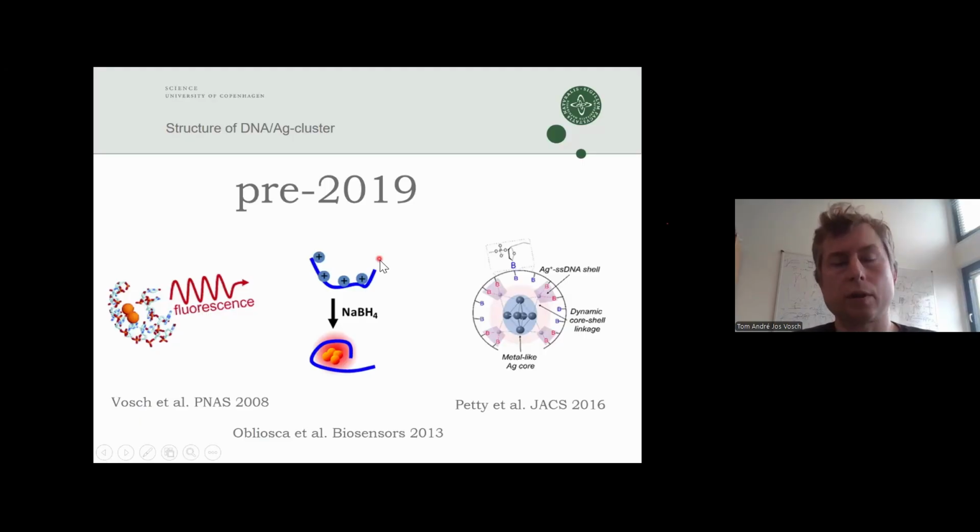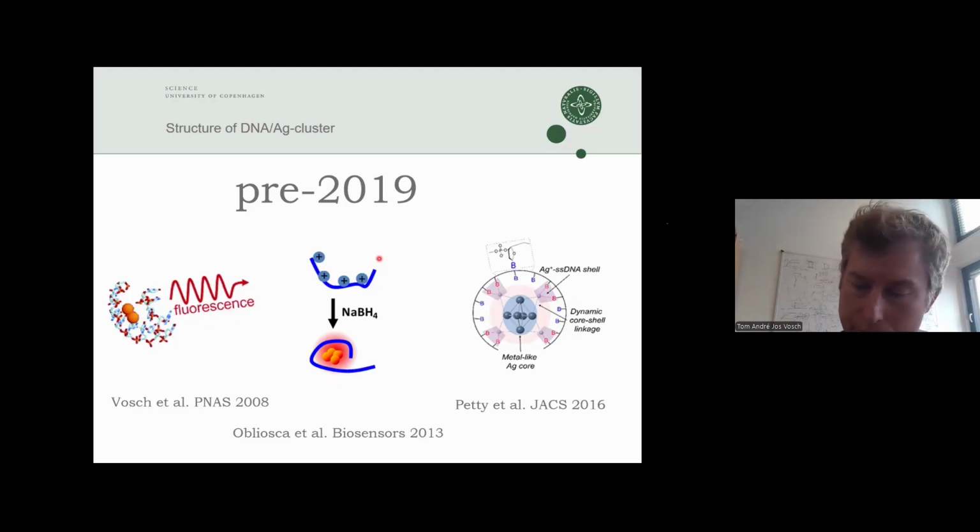Okay, so that was a lot about sort of spectroscopic properties of these clusters. Now let's switch gears and talk a little bit about structure. Before 2019, basically there was not much or no real structural information available. And as I told you, this field started in 2004. So that means it took about 15 years before people were finally able to find out how the structure looks like.